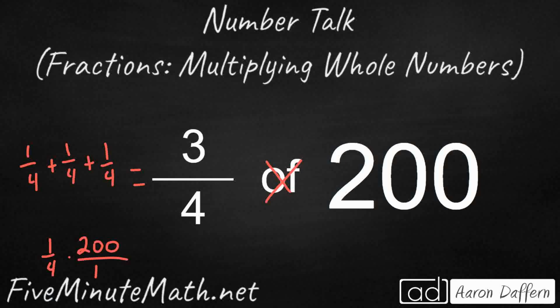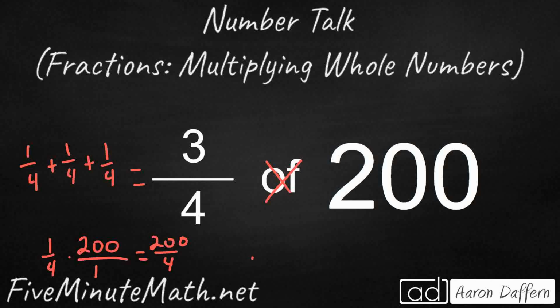Any whole number can be turned into a fraction if you make it over 1, because that just means 200 ones, which is one way to think of the number 200. Then you just multiply straight across. 1 times 200 is 200. 4 times 1 is 4. So you're looking at 200 over 4, which means you need to divide.